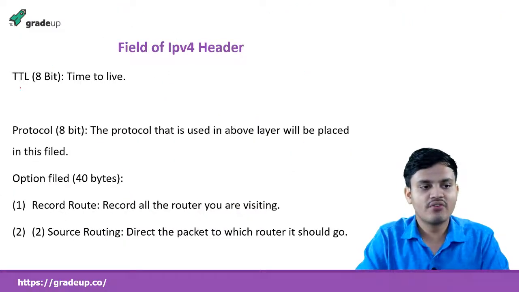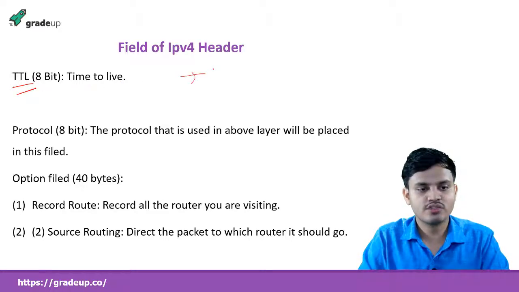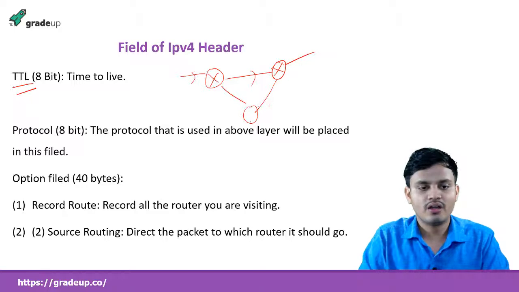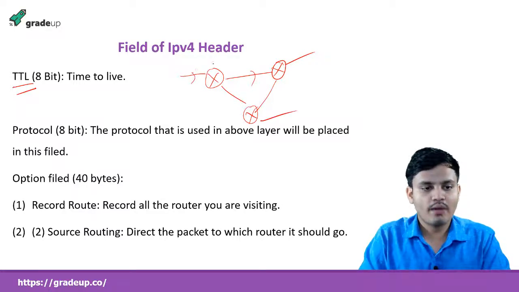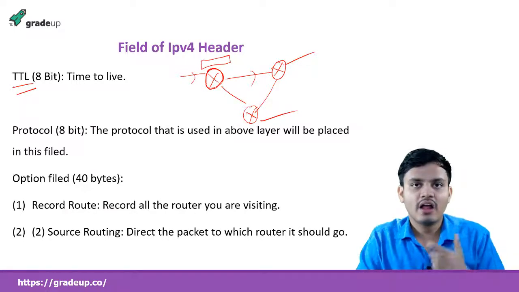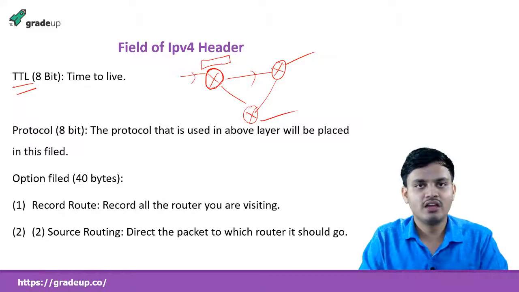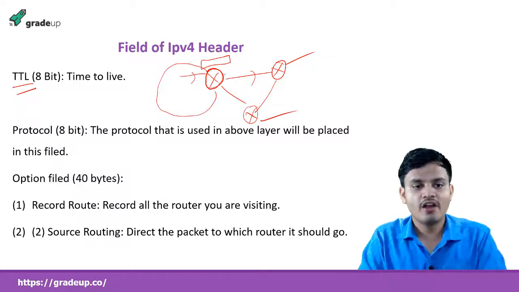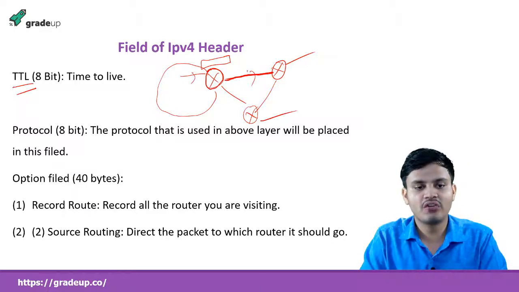Now the other field is TTL, which is time to live. What happens is, suppose this is the router and it is connected to it. When this router gets a packet and it does not know the IP address, because the IP address does not belong to its coverage, it is going to send it to the default gateway. Suppose its default gateway is this. Now the same is happening for this packet.